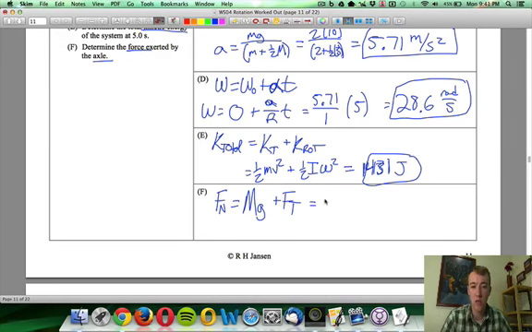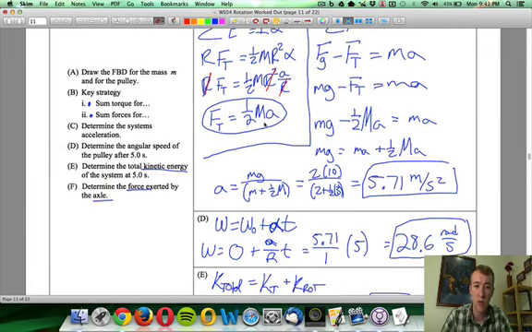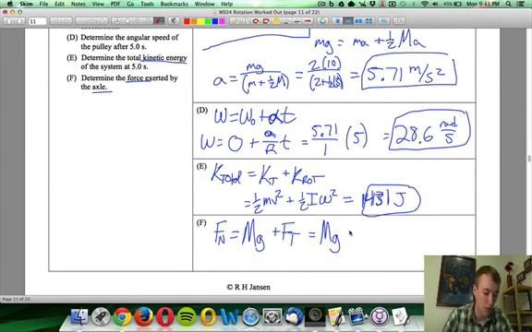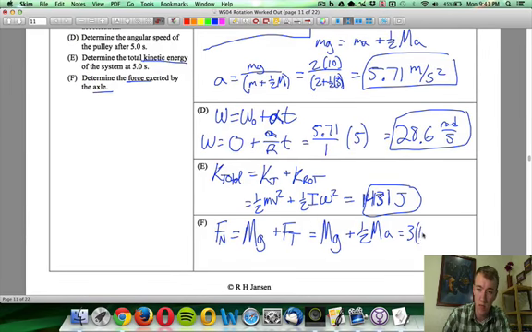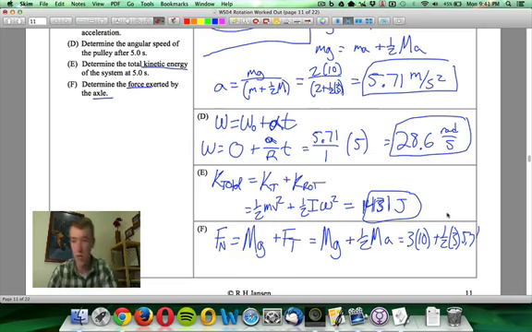We had an equation for tension earlier. If you scroll back up, our equation for tension right here was 1/2 big MA, so this is going to be plus 1/2 big MA. And let's see, what do we get? The big mass was 3, so this is 3 times 10 plus 1/2, 3 times the acceleration of 5.71. And I didn't do this right earlier, so let me get my calculator.